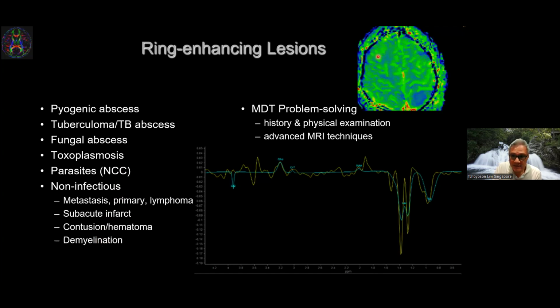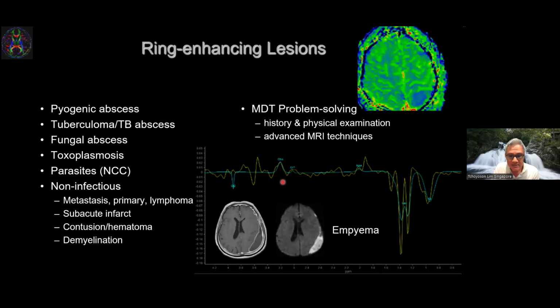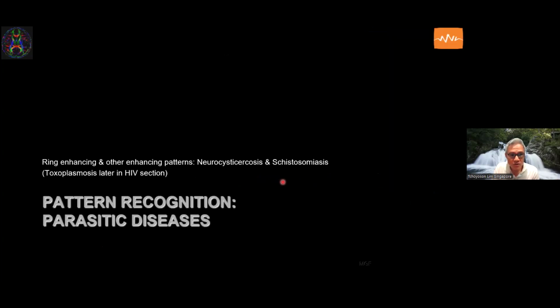In ring-enhancing lesions, an abscess does not have elevated rCBV or increased enhancement in the wall, unlike metastasis and primary tumor. In terms of spectroscopy, there is elevated choline in tumors, but no elevation in infection. So sometimes we can use that as a measure to distinguish them.